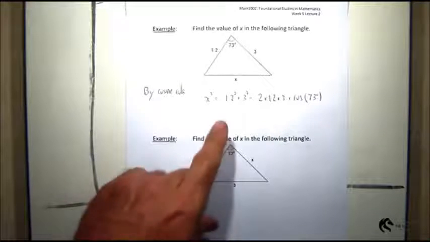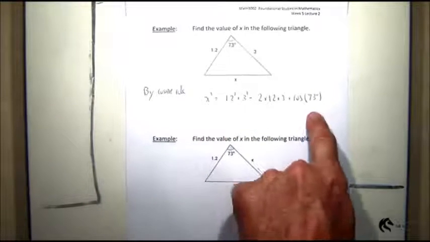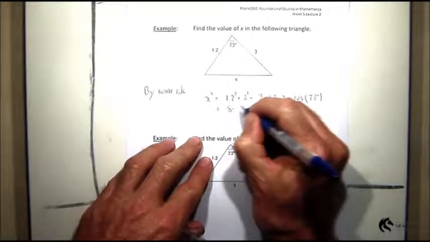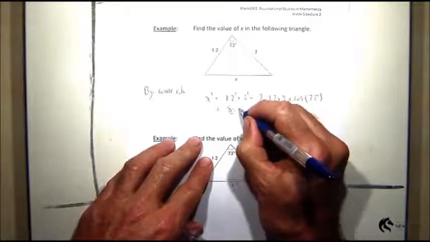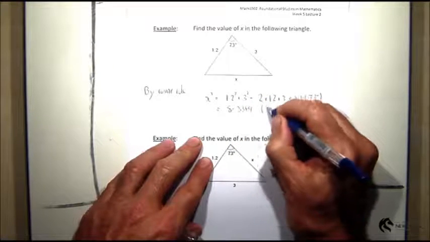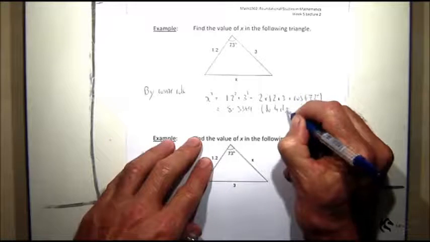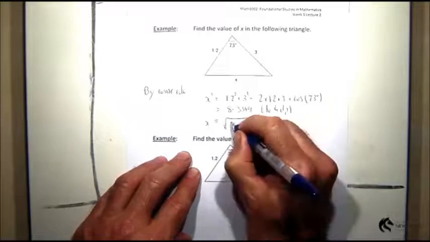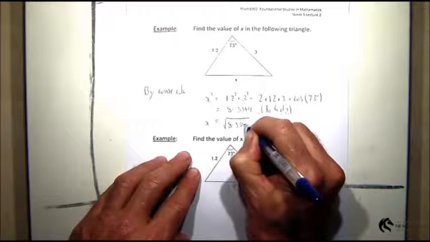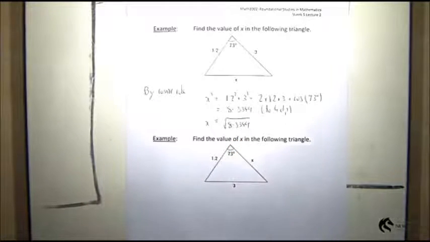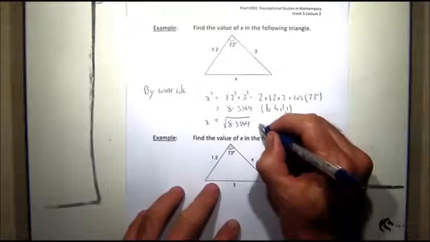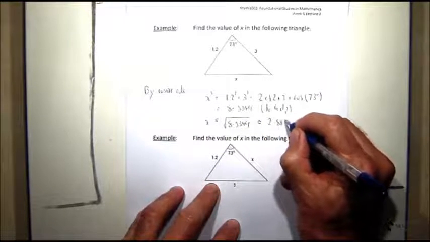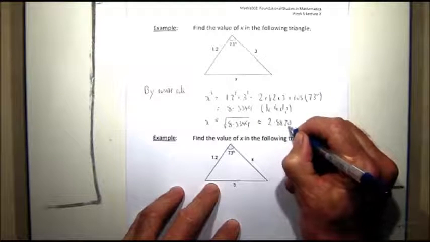Get out your calculator, make sure you can do that, and I got something like 8.3349 to 4 decimal places. And so x will be the square root of this. The positive square root because it's a distance, and my calculator gave me something like 2.8870 to 4 decimal places.